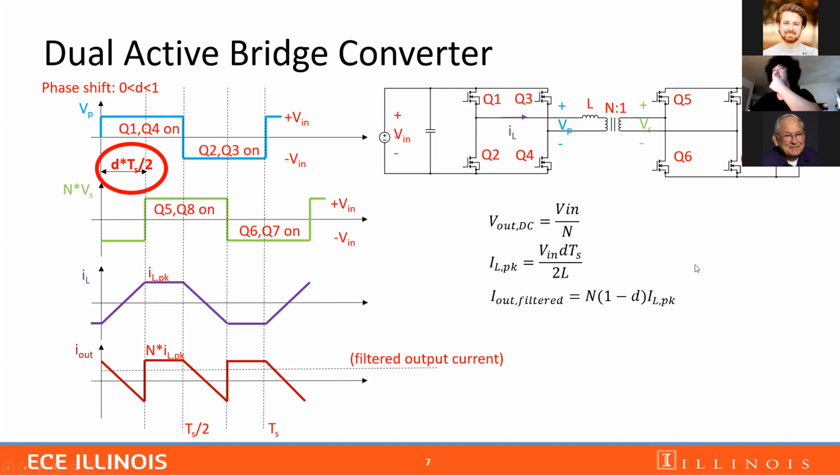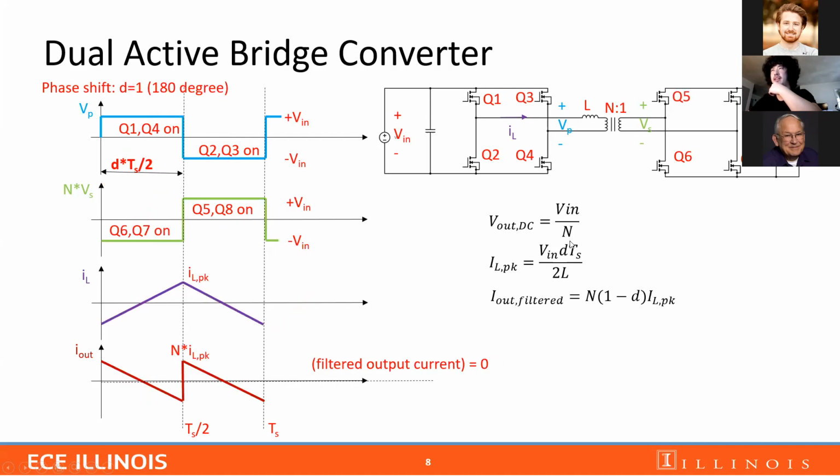And using the waveform on the left, we are able to derive equations on the right. Basically, what these equations are telling us is that we are able to control the output current magnitude by simply changing the phase shift value D.